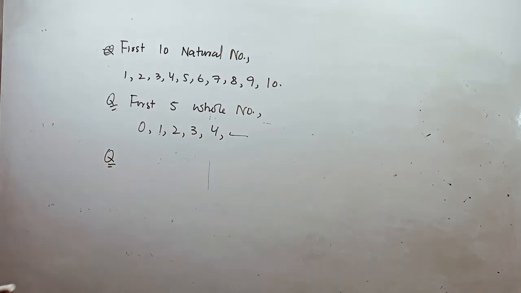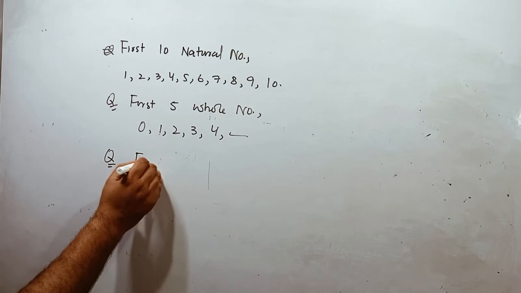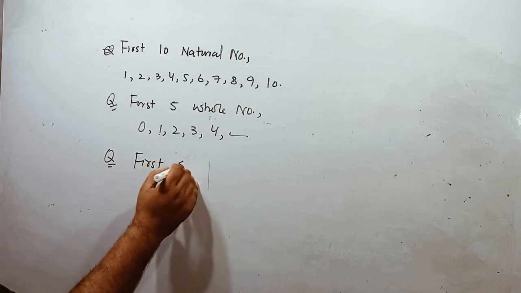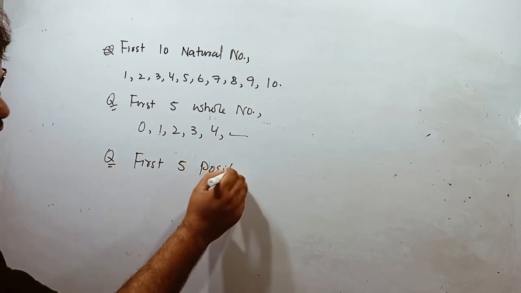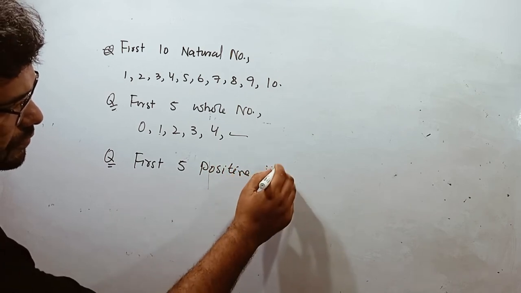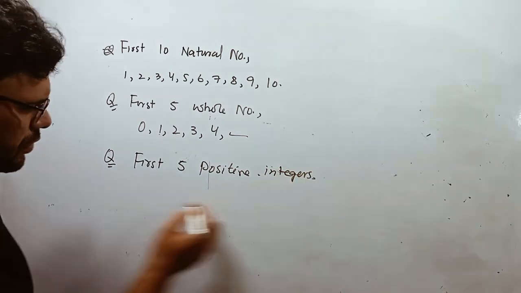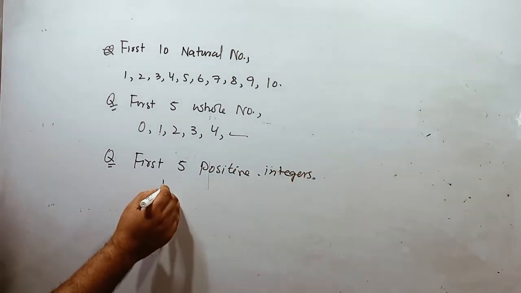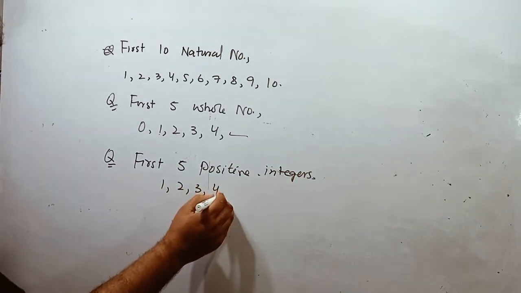And sometimes we will write first 5 positive whole integers. So we should start with the 1: 1, 2, 3, 4 and 5.